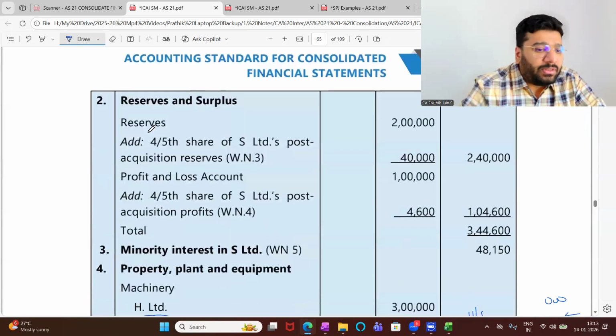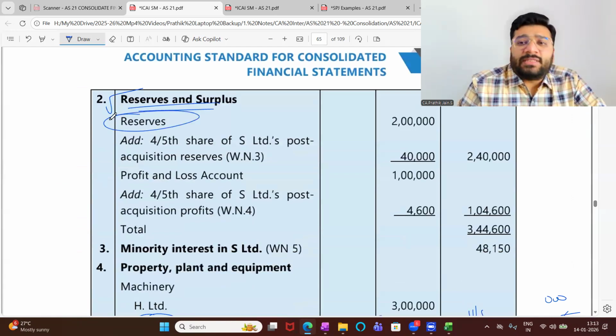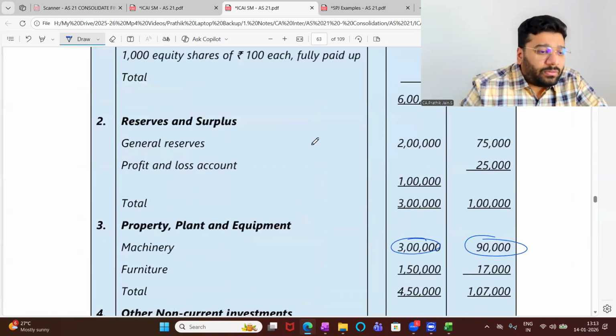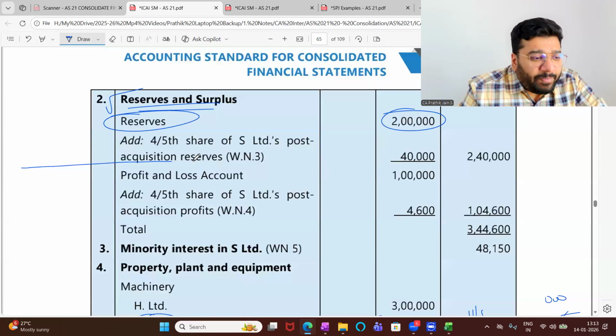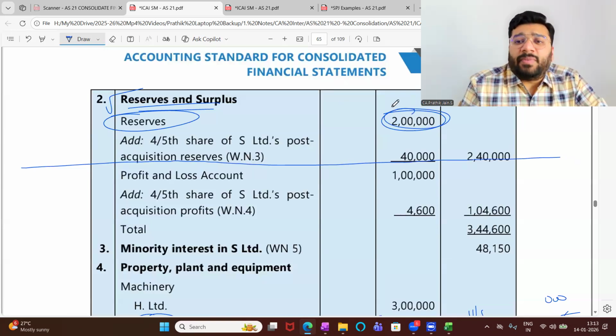No change. Reserve and surplus, what you can do is that total reserve and surplus of H is how much? 2 lakh rupees. Yes or no? Sorry, 2 lakh is only the reserve part. Profit is given separately. No. See, we have the reserve part separate, the P&L part separate. So H's reserve is how much? 2 lakh.